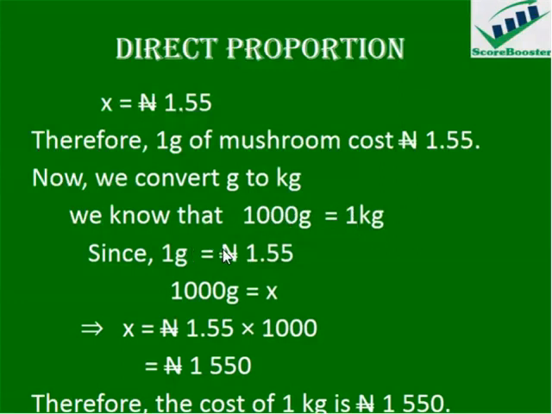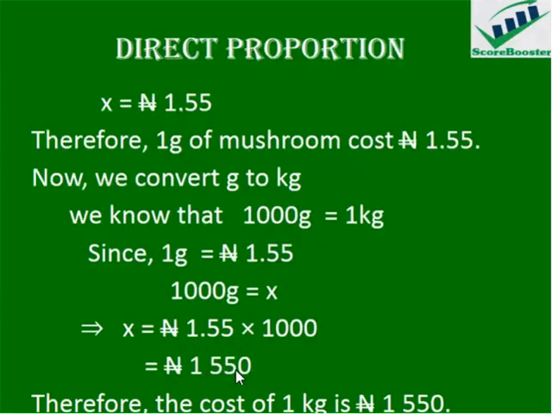So since 1 gram equals 1 naira 55 kobo, 1000 gram, which is also 1 kg, will be x. This is something you should know: 1000 gram equals 1 kilogram. So 1 gram of mushroom costs 1 naira 55 kobo, and 1000 gram will equal x. And you know what we do here? We cross multiply.